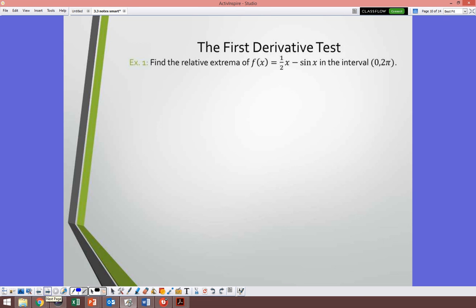All right, find the relative extrema of this over my interval. So, take my first derivative. 0 is equal to 1/2. What's the derivative of negative sine? Negative cosine.